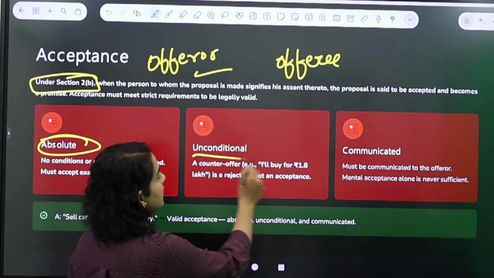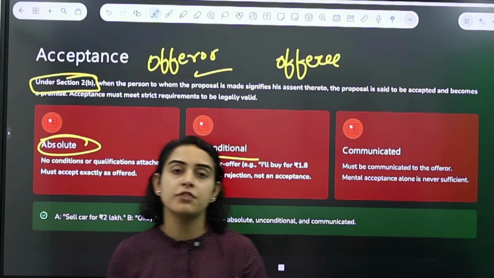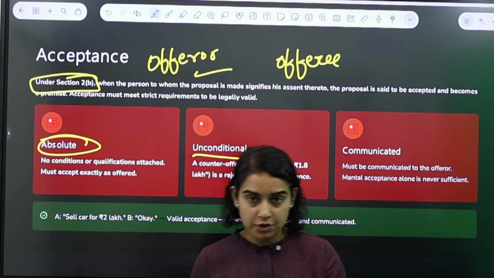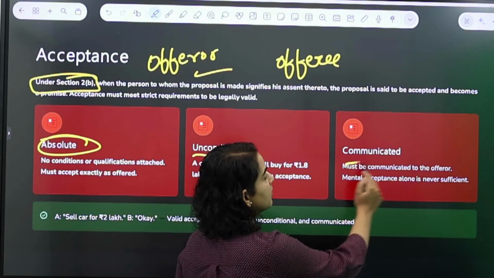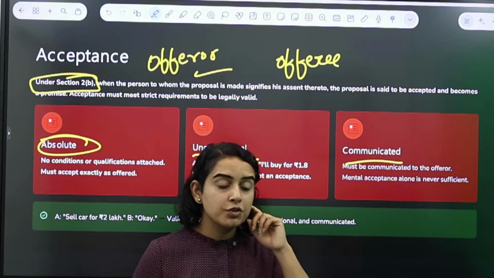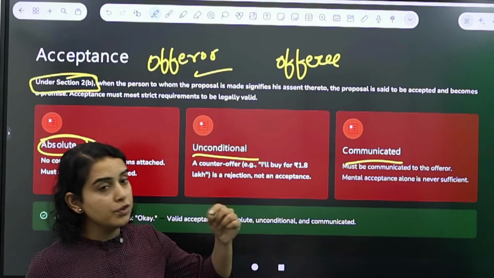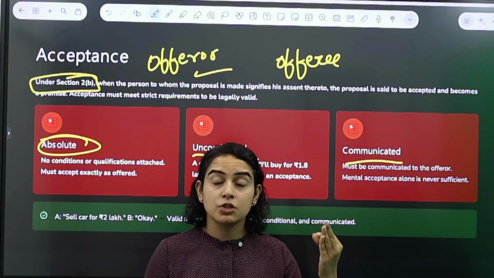Second, I said that it should be unconditional, no further counter offer. If you have made a counter offer, it is rejection of an offer, right? And it is not acceptance. And it must be communicated. Both offerer and offeree should do proper communication of the same. So now the offer must be communicated to the offeree.